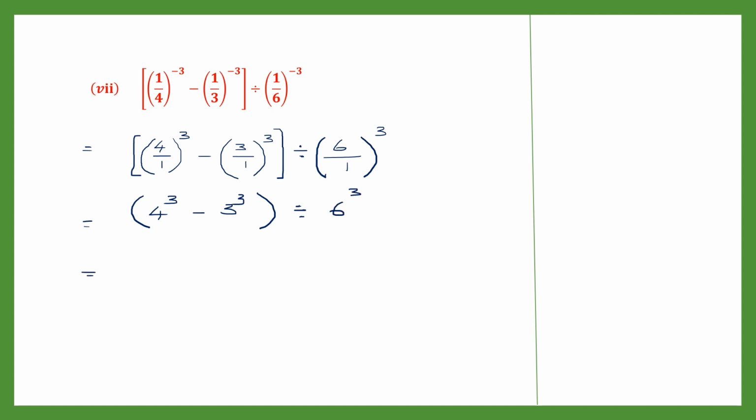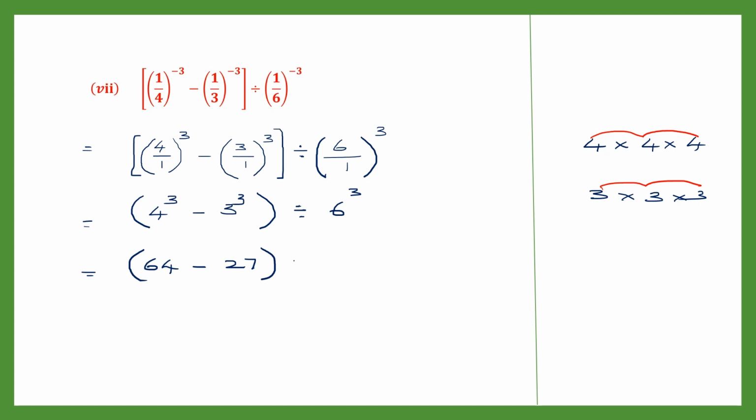So now 4 raised to the power of 3 is 4 into 4 into 4, which is 4 fours are 16, 16 fours are 64. So this is 64 minus 3 raised to the power of 3, which is 3 into 3 into 3. So this will be 3 threes are 9, 9 threes are 27. 64 minus 27, we'll put it within brackets, divided by 6 to the power of 3, which is 6 into 6 into 6. So when you multiply, what do you get? 6 sixes are 36. 36 into 6 is 216.